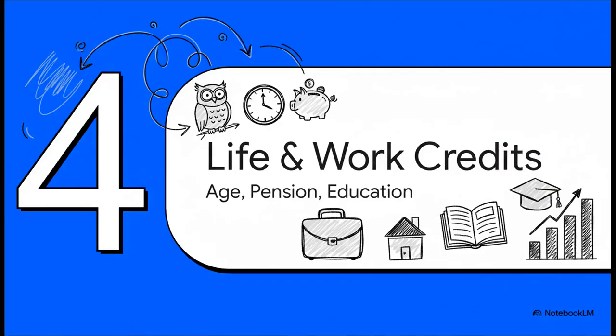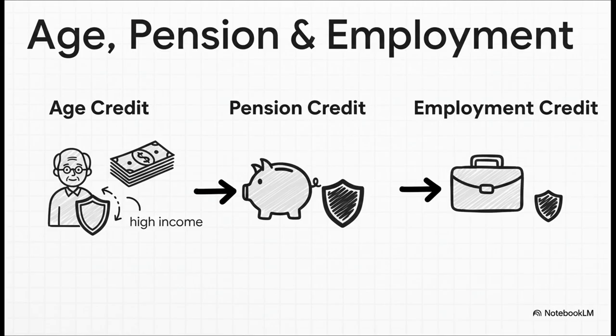Okay, let's shift gears and look at a set of credits that are tied to very common life events and work situations. This group really covers the whole gamut, from costs associated with employment to the financial realities of aging and pursuing higher education. Here we have 3 very common credits. The age credit gives some tax relief to seniors, but it's important to note that it's income tested, and it gets completely eliminated for those with net income over about $105,000.